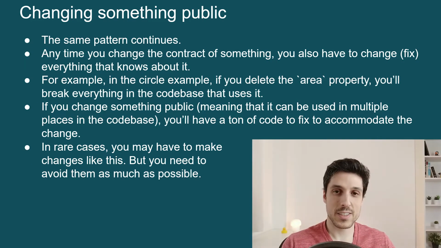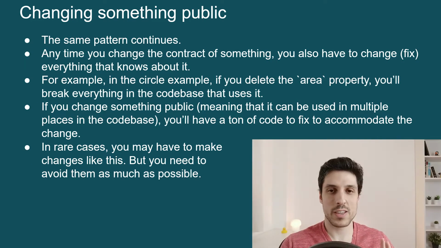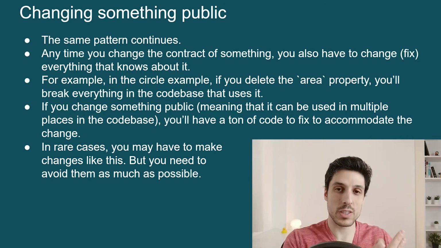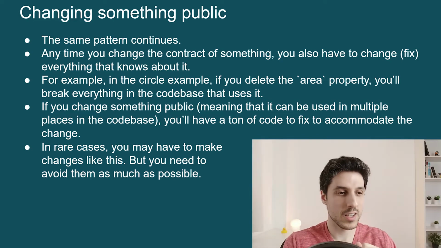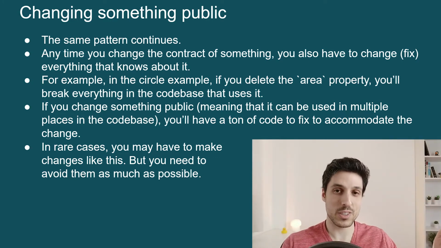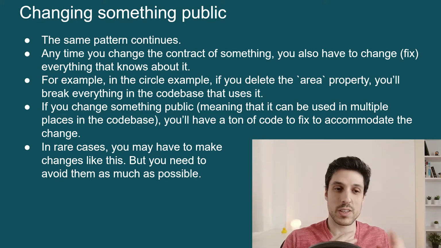And then next, what if you change something public? The same exact pattern applies again. Anything you change the contract of, you have to go and fix whatever was using it. Otherwise, you would break it. You have to accommodate whatever was using it with those changes. If it's something that's public, it can be used by basically anything in the code base, which means that if you change something public, you're going to have a lot of work to do to fix the things that were using it. I hope that makes sense. So we don't want to be making these changes most of the time.